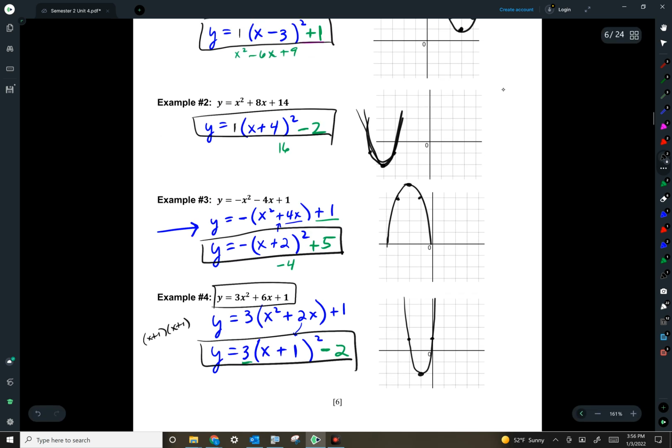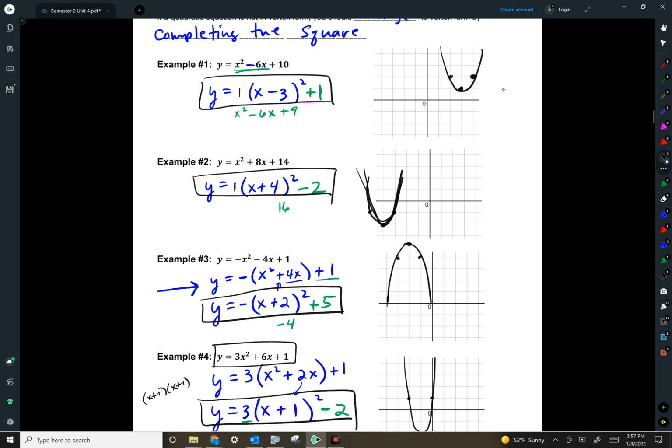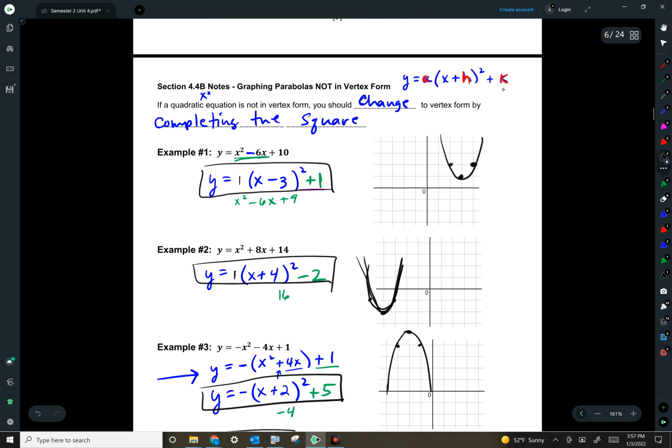Okay, so today is about, yes, you're already supposed to know how to graph it if it's in vertex form. Today is about what if it's not in vertex form, you have to change it into vertex form. All right, hope that helps.